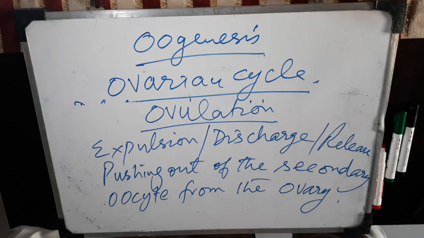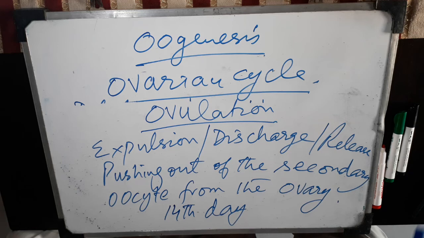So now this is expelled outside the surface of the ovary. This is known as ovulation, and it occurs on the 14th day of the cycle of the 28 days, and usually it occurs 14 days prior to the next menstruation. If the cycle is 28 days, it occurs on the 14th day. If the cycle is 29 days, it occurs on the 15th day. If the cycle is 26 days, it occurs on the 12th day. So the later 14 days are fixed, earlier days are not fixed. So it varies according to the total days of the cycle.